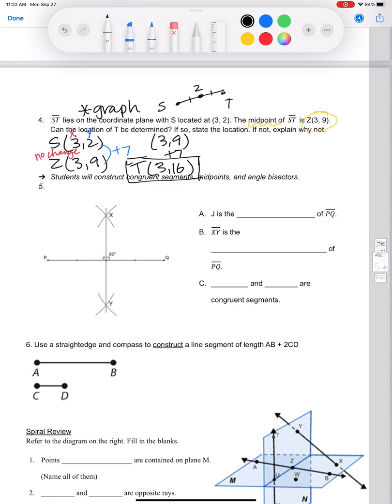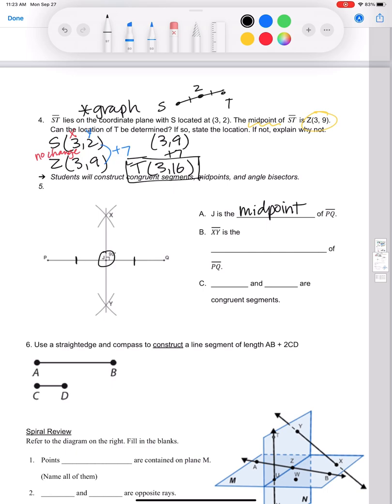So on to number 5, we have some vocabulary to fill in. And it says that J is the blank of PQ, and I can see that J is actually right there in the middle. I know that by these tick marks that are showing me that the two segments are the same length. And so I could say that J is the midpoint of segment PQ.